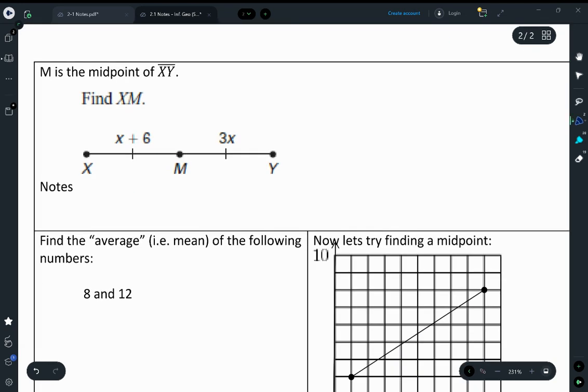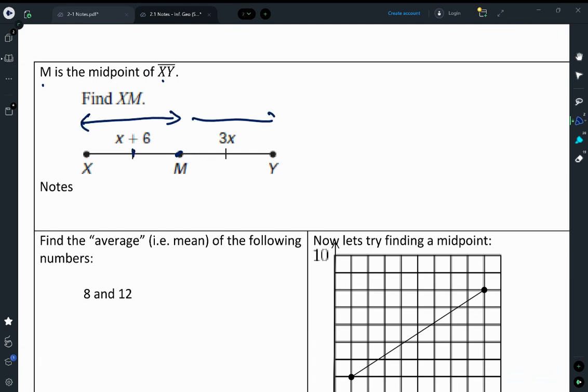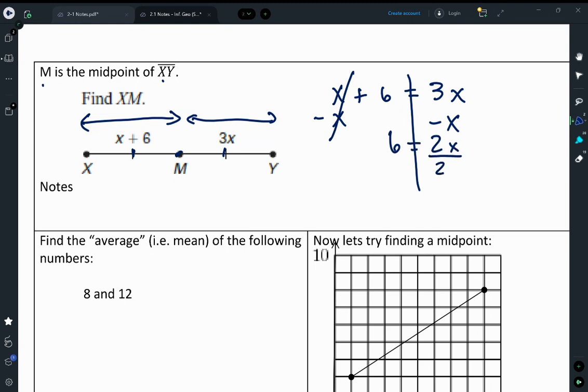The next one says M is the midpoint of line segment XY. So we can see M is the middle. What that tells me is this piece here, with that mark, is the same as this piece over here. Because they are the same, I'm going to set them equal. So I'm going to write x plus 6 is equal to 3x. I'm going to subtract 1x on both sides. When my variables are on both sides, I can't combine them. I have to do the same thing to both sides. This makes a 0. So 6 is equal to 2x. Then I'm going to divide both sides by 2. And so 3 is equal to x.